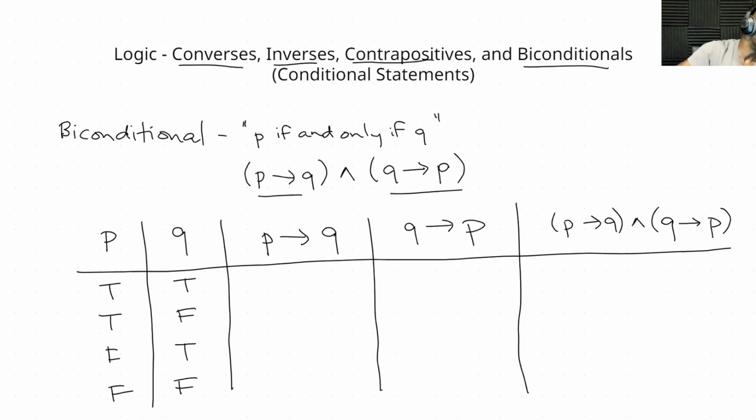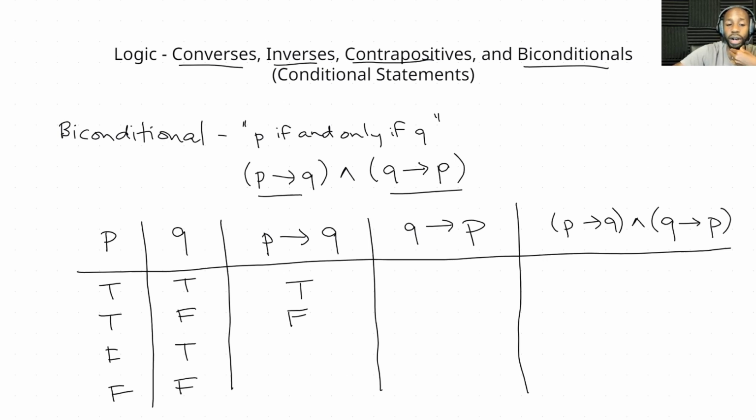Now, if P, then Q. If we look at this here, P is true, Q is true, this is true. If P is true and Q is false, then the conditional statement is false, because Q is supposed to happen if P happens, if that makes sense. Or rather, I need to be careful with the way I say that. Okay, let's keep going.